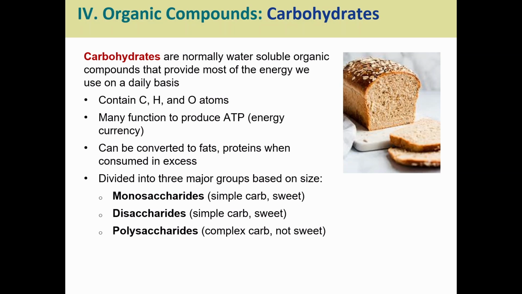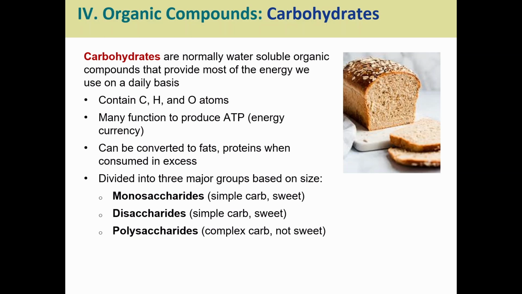Now, let's go ahead and get into our first category of the 4, and that is the carbohydrates. These are usually water soluble, meaning they dissolve in water, organic compounds, and most of the energy that we use on a daily basis is in the form of a carbohydrate. So we are seeing C, H, and O, and we're seeing them, generally speaking, in a very specific ratio of 1 carbon to every 2 hydrogens to every 1 oxygen. So we see this very specific pattern, not just carbon, hydrogen, oxygen, but 1 carbon for every 2 hydrogens for every 1 oxygen. Most of the time we're looking at carbs in terms of their ability to function in the process of making ATP, right? And we'll talk about ATP a little bit later.